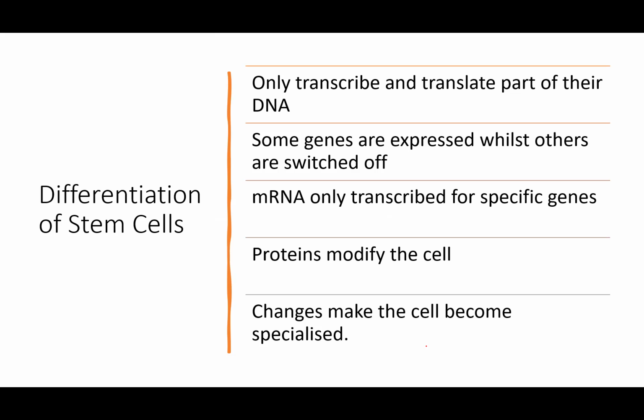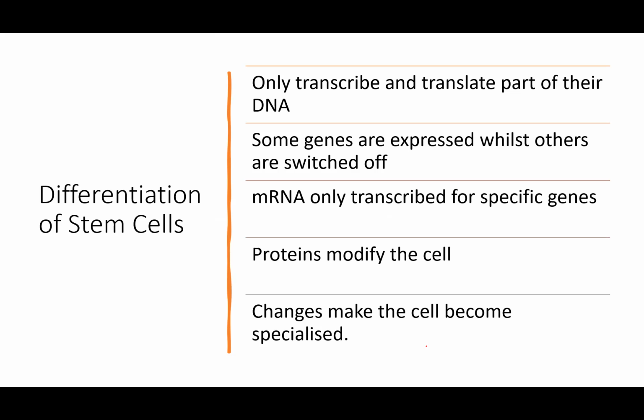Tip to remember, transcription is when our DNA is copied into mRNA, and translation is when proteins are produced using the code in the mRNA. So under the right conditions, some genes are expressed and others are switched off. So we have to have the right conditions provided. And some genes are expressed, whilst others are switched off. And this is at the beginning of that differentiation process.